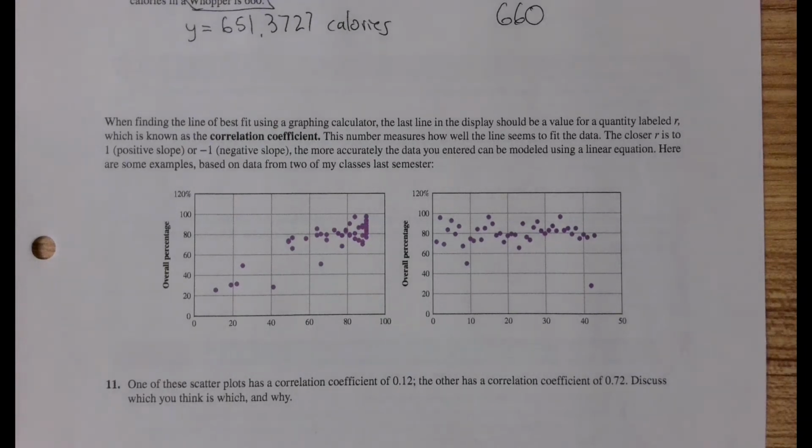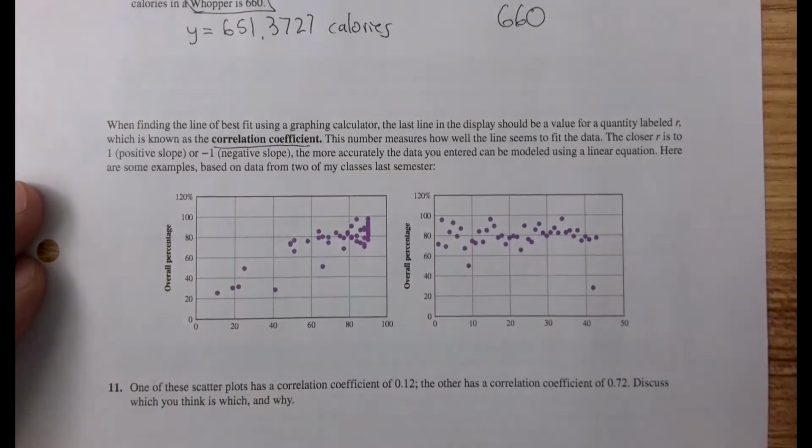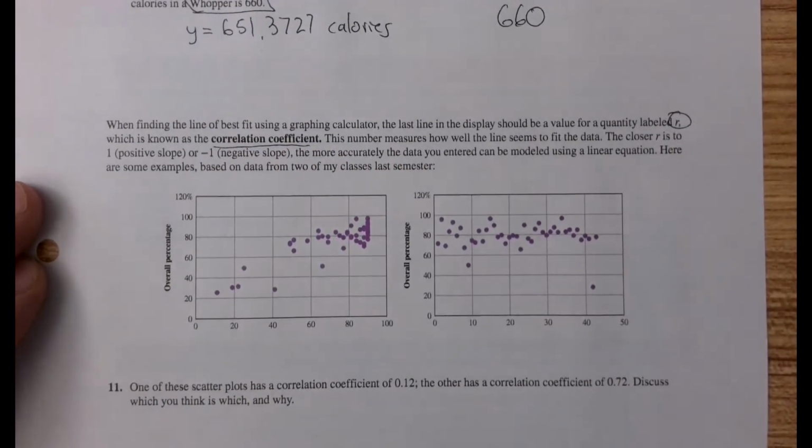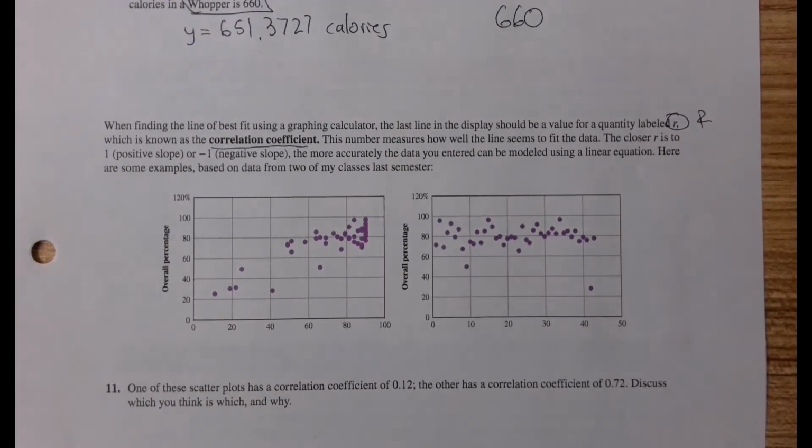Now that we know how to find a line of best fit, the next question is, how do we know it's actually a good line? How do we know it actually fits the data? And the measurement we use is called the correlation coefficient, which is often labeled R. It can be lowercase r or capital R, either way. We call it the R value, and it's a number that tells us how well the line fits the data.